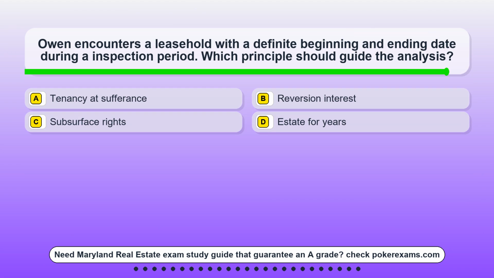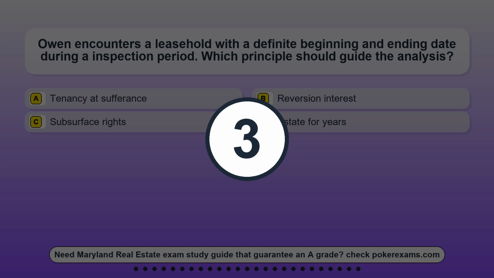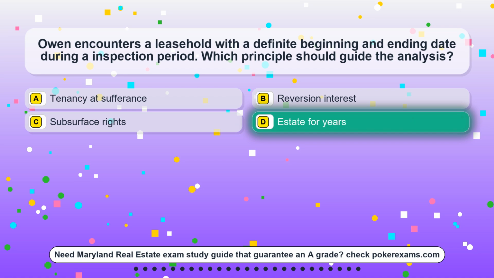Question 10. Owen encounters a leasehold with a definite beginning and ending date during an inspection period. Which principle should guide the analysis? Option A, tenancy at sufferance. Option B, reversion interest. Option C, subsurface rights. Option D, estate for years. The correct answer is option D, estate for years.